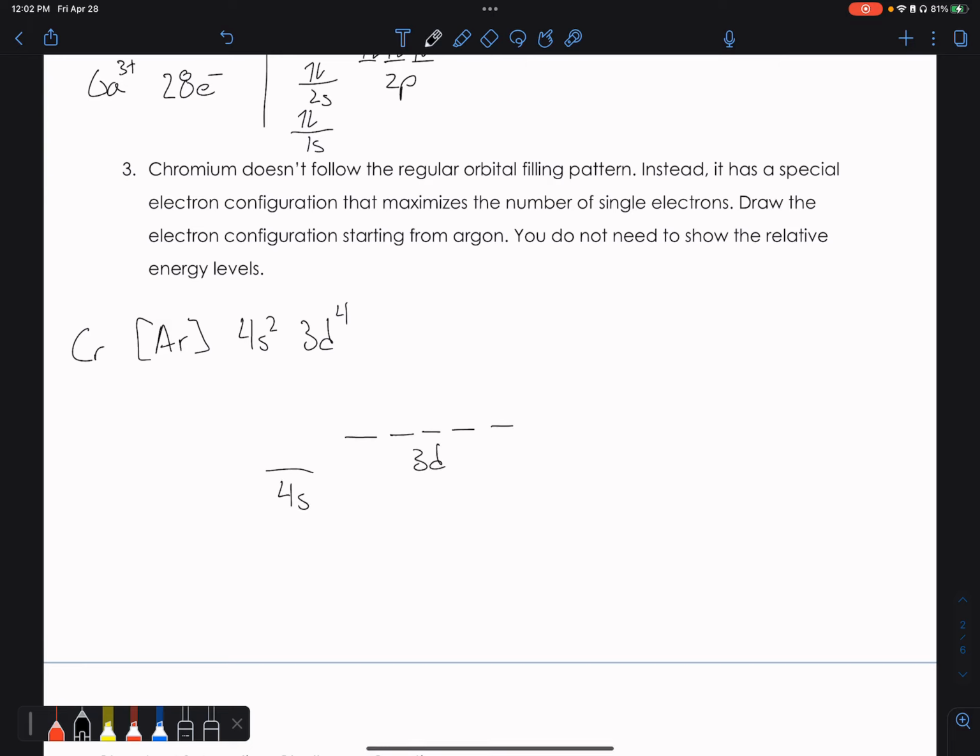What happens here is, I guess I said we don't need to show the relative energy levels, but that's okay. The normal way to fill this in would be to do 4s, 1, 2, and then 1, 2, 3, 4. And you would stop there. But as we're told here, or as I told you in these instructions, it maximizes the number of single electrons. So actually, one of these 4s electrons gets moved into the 3d. And this is especially stable with all of those orbitals being filled with all electrons in the same spin.